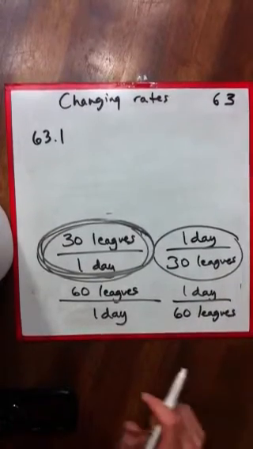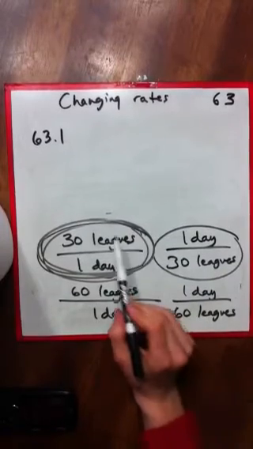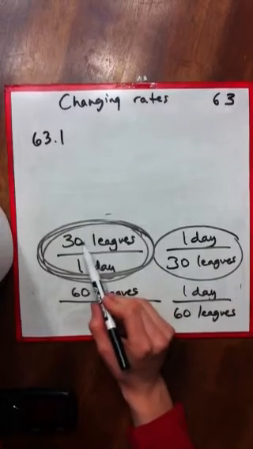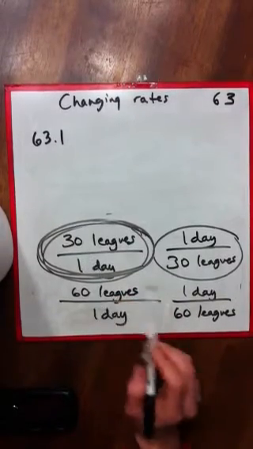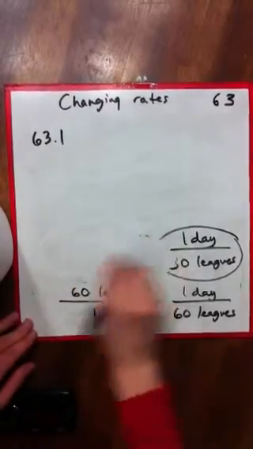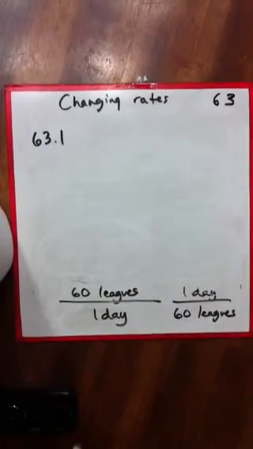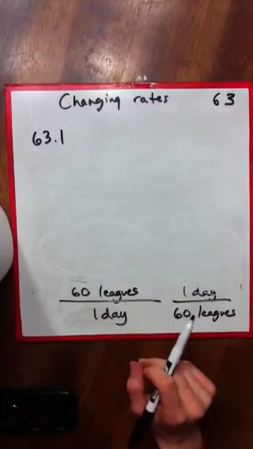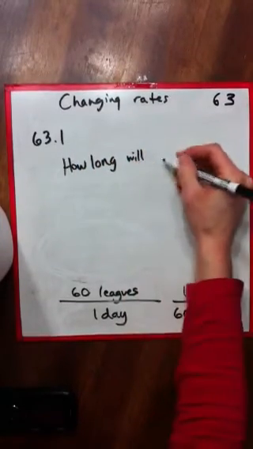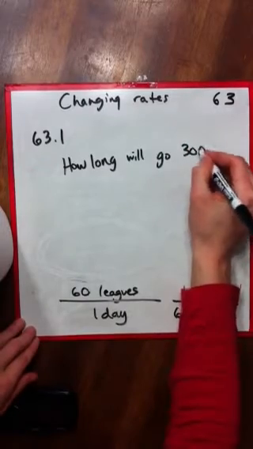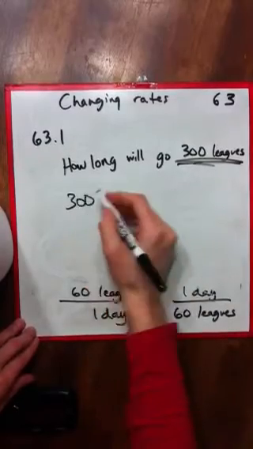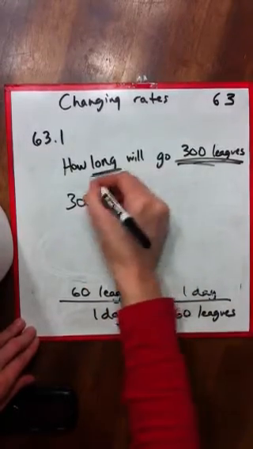Does everybody see how I did that? Everything was changed. This 30 leagues now was doubled. Not only did he do 30 leagues in a day, he doubled his amount, and now he's doing 60 leagues in a day. So this is the new information that we need. Hopefully you're taking good notes. And then the question is, how long will it take him to go 300 leagues? This is the information they've given us, 300 leagues, and they want to know how long.